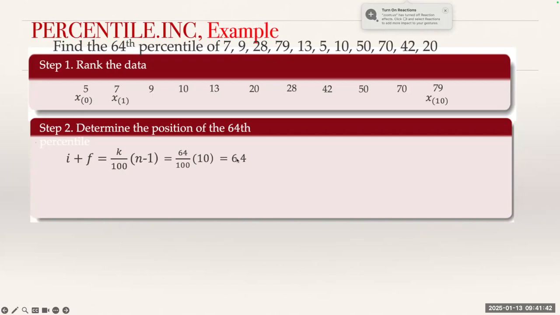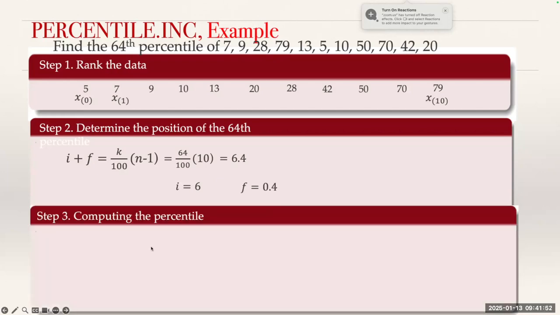As I told you, there is a whole number and a fraction. So I know that I equals 6 and the fraction f will be 0.4. So then use the formula.